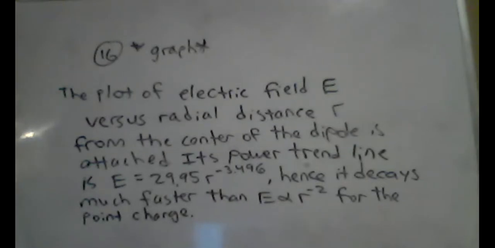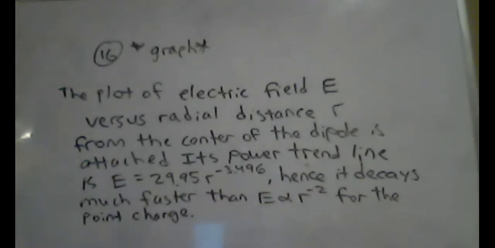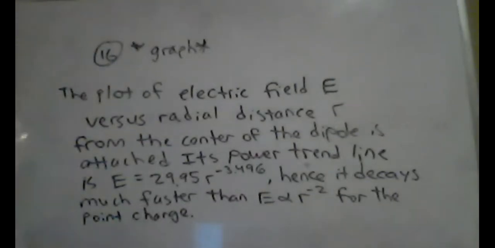Hence, it decays much faster than E proportional to R to the negative 2 for the point charge. I mean, again, that's what you're being asked. You don't just say, oh, well, it's the dipole. Well, tell me quantitatively how much so. Okay, and again, this way of answering things is true not just for physics, but for any of your classes, right? All right, I'm moving on to 17 now. Any questions so far?